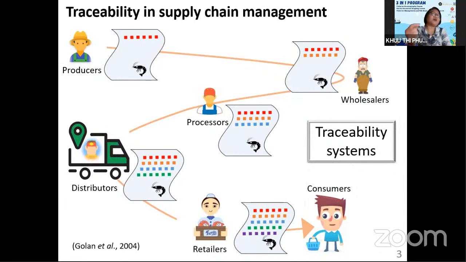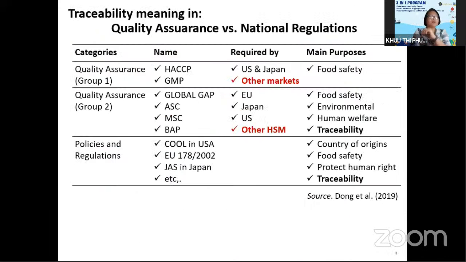Information should be shared, recorded, and kept to ensure the rule of one step backward and one step forward, like a chain of custody. We also call that chain of custody. One step backward and one step forward ensures that the information can be shared among supply chain agents. And so we can conclude the meaning of traceability in quality assurance or national regulations.